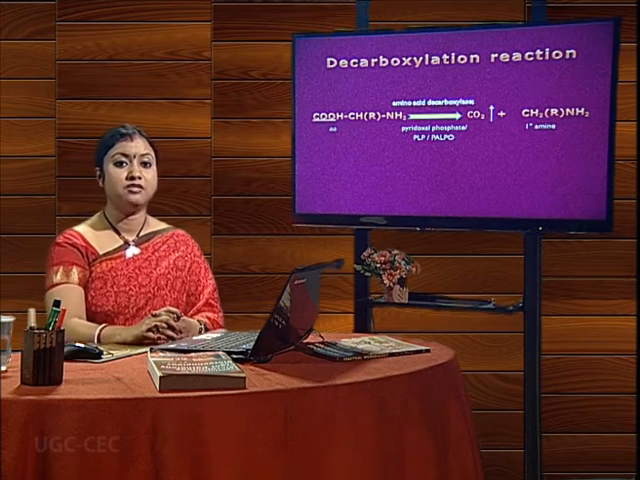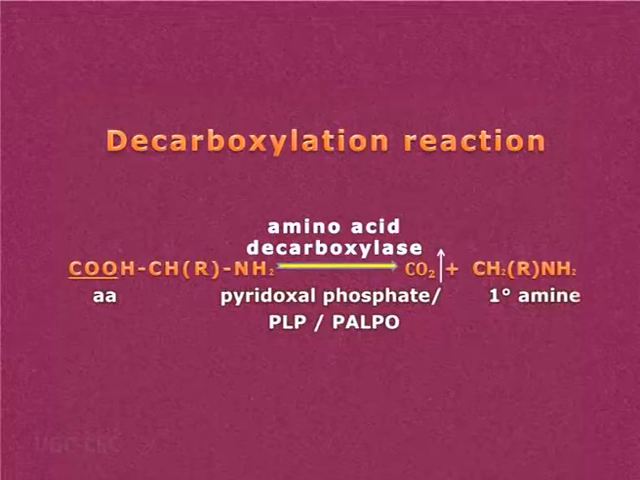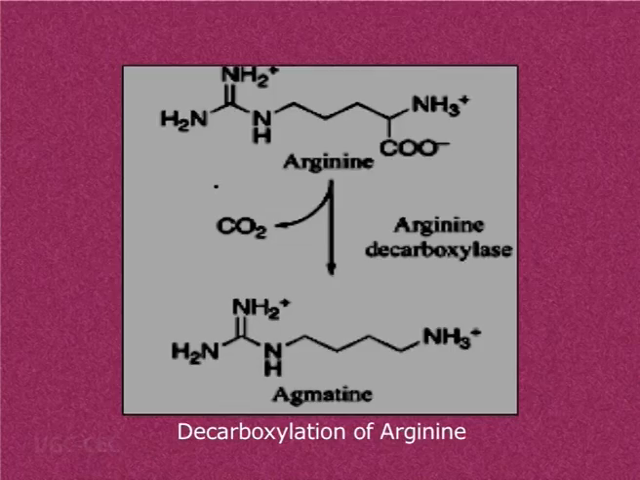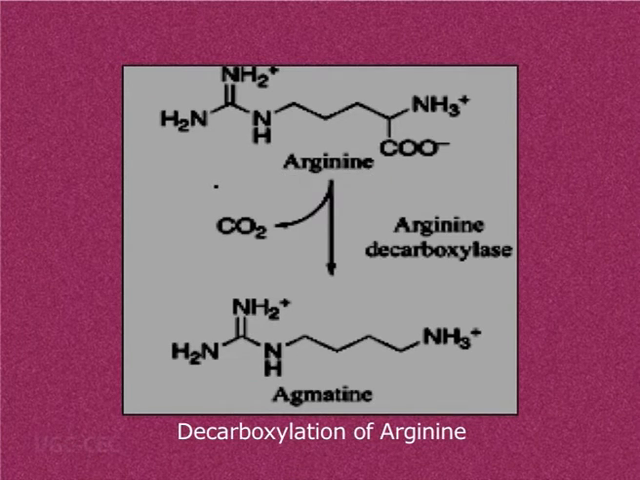What is a decarboxylation reaction? As the name suggests, it results in the release of carbon dioxide from an alpha amino acid. Here the particular reaction is shown. From an alpha amino acid, carbon dioxide is released, resulting in the formation of a primary amine. The enzyme catalyzing this type of reaction is called amino acid decarboxylase, and the coenzyme required is PLP or pyridoxal phosphate. For example, arginine is decarboxylated to agmatine, which is a primary amine, and the coenzyme required is PLP, and the enzyme is arginine decarboxylase.